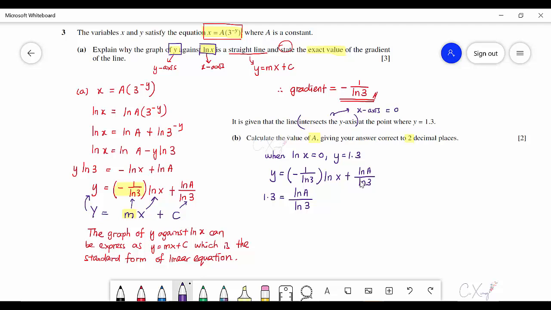So ln a will be equal to 1.3 multiplied with ln 3, and a will be e to the power of 1.3 ln 3. Then you rephrase your answer into 2 decimal places, and you should get the answer, which is 4.17 for the value of a.